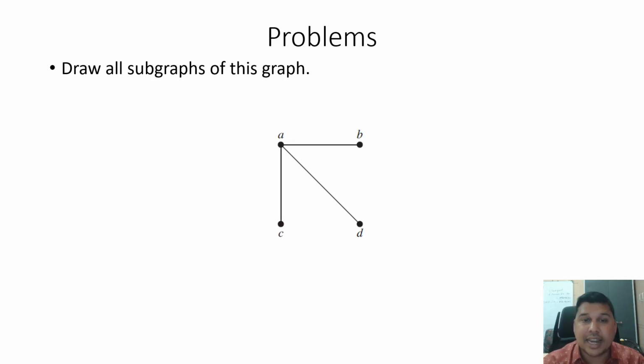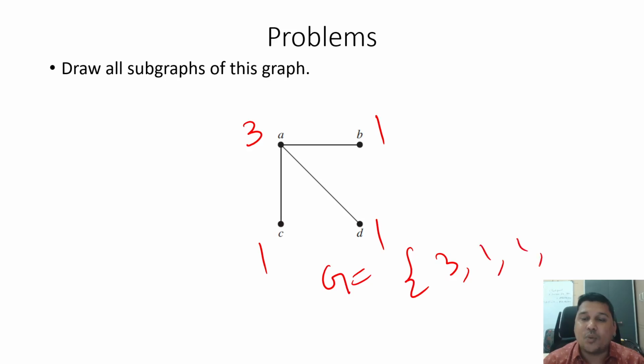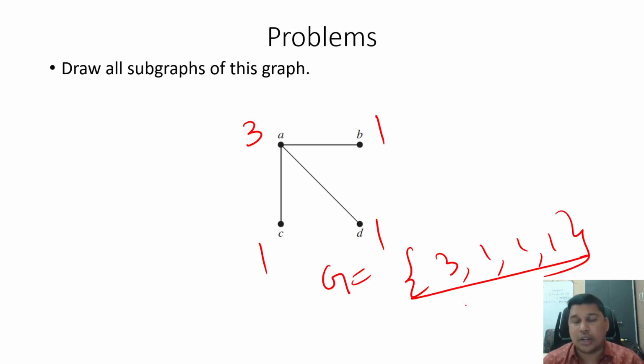Okay, let's take an example. Let us find the degrees of this graph. For A, the degree is 3, for B it is 1, for D it is 1, for C it is 1. So the degree sequence of this graph G will be 3, 1, 1 and 1. This is the degree sequence, writing them in descending order.